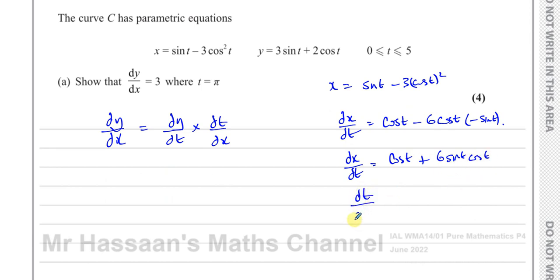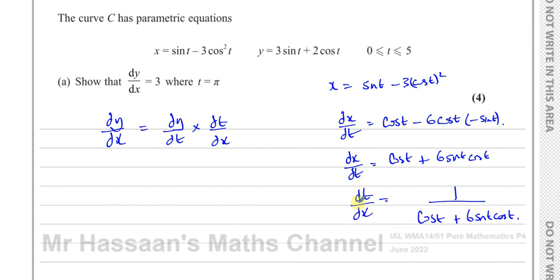But dt dx, therefore, which is what we're going to need, is 1 over this. So it's 1 over cosine t plus 6 sine t cosine t. Okay, so as I said, I could leave it like this, or I could make this into, 2 sine t cosine t is going to be sine 2t. So I could make that into a double angle, but I don't need to here. No need to do that.